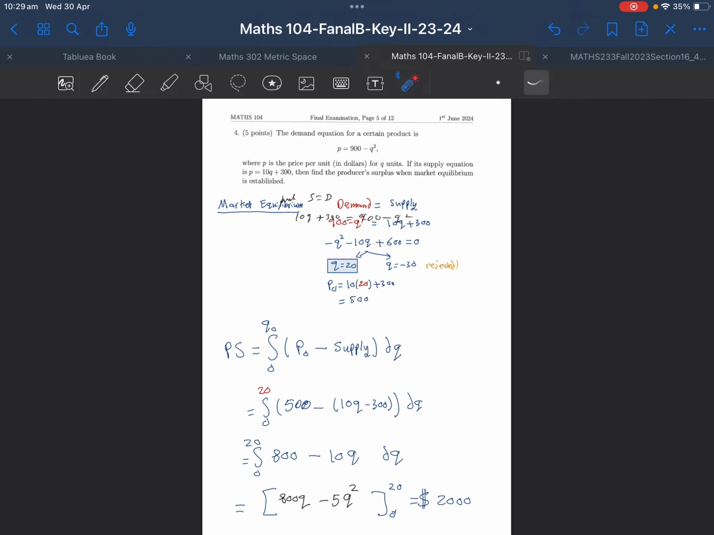Of course, if it was consumer surplus instead, we will switch this, and this will be changed by the demand. And that's how we do both of them.